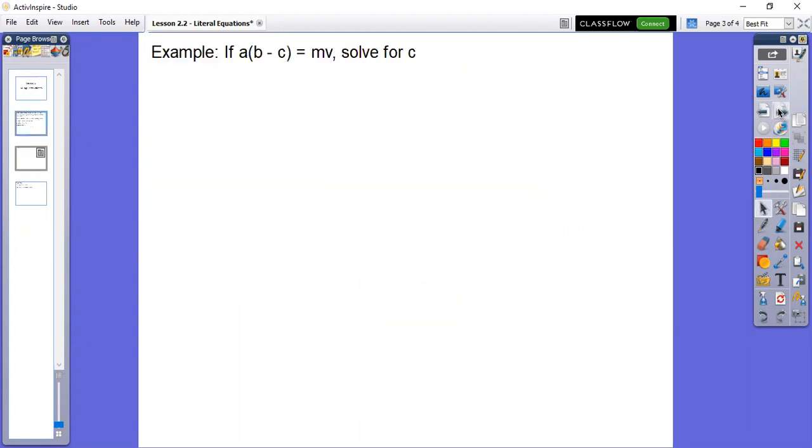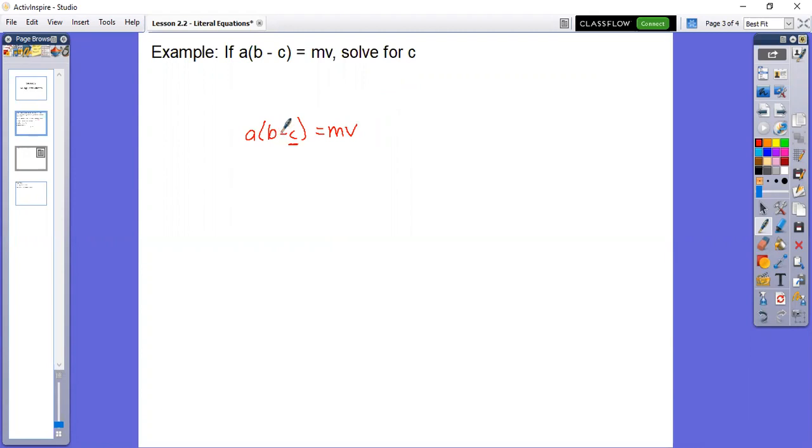So let's take a look at another one. A times (B minus C) equals MV. I'm going to solve for C. One thing that's useful when you're solving these literal equations is to first determine which variable you're solving for. I'm solving for C, which means I need to get C alone on one side of the equation. Right now I notice C is inside these parentheses.